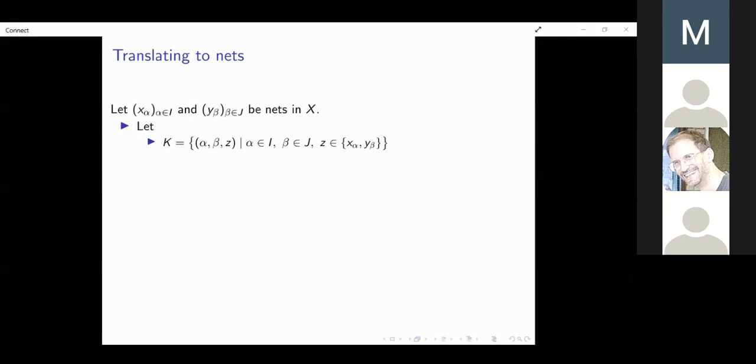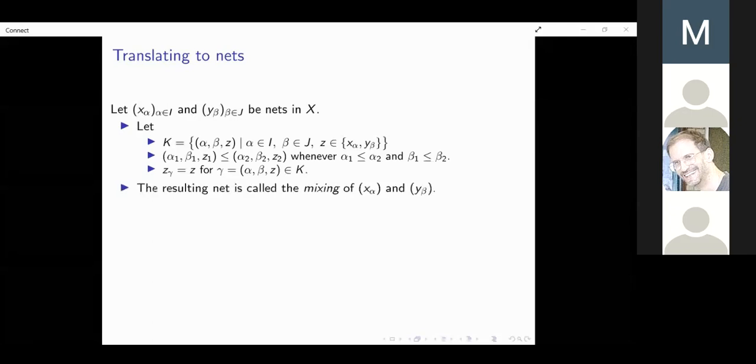If you have two nets, X alpha and Y beta, then we look at the index set K, which consists of tuples alpha, beta, and Z, where alpha is in I, beta in J, and Z is either equal to X alpha or Y beta. And if we have such a tuple gamma, then we set Z gamma equal to Z, and the resulting net we call the mixing of these two nets, X alpha and Y beta.